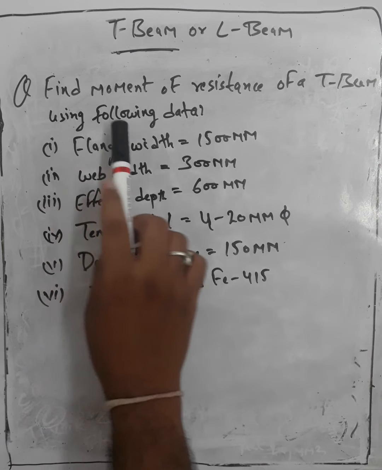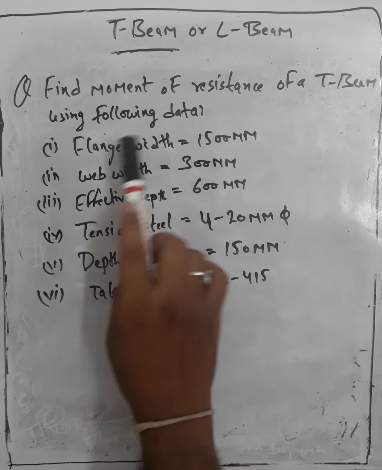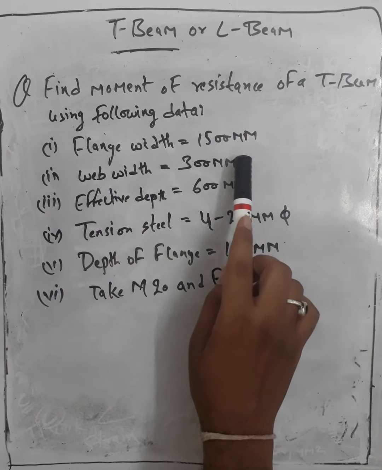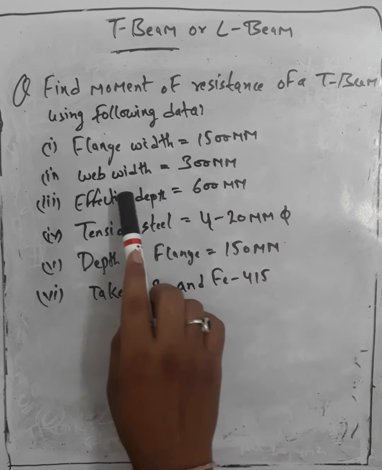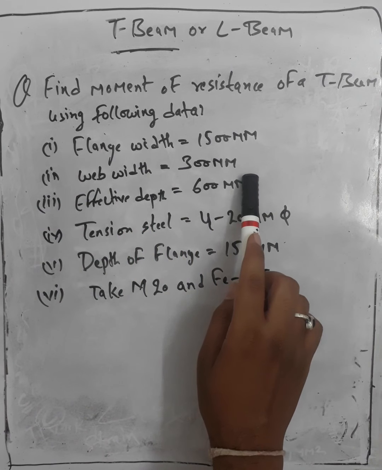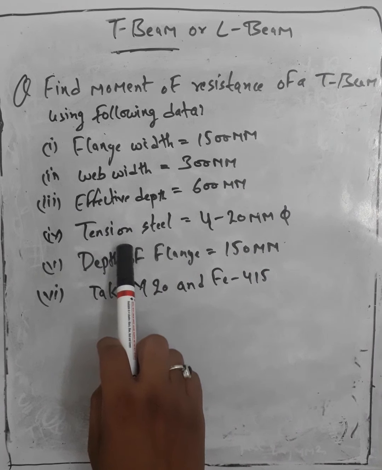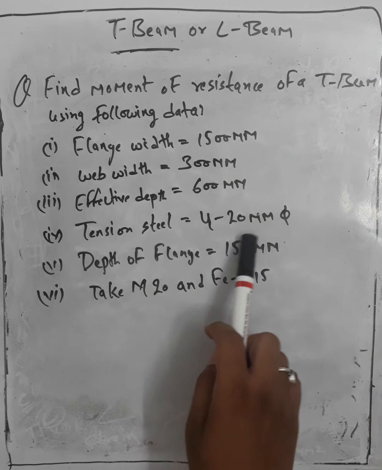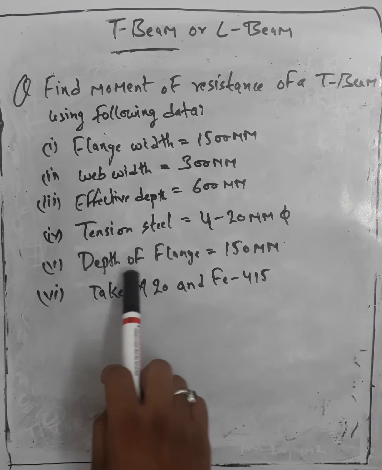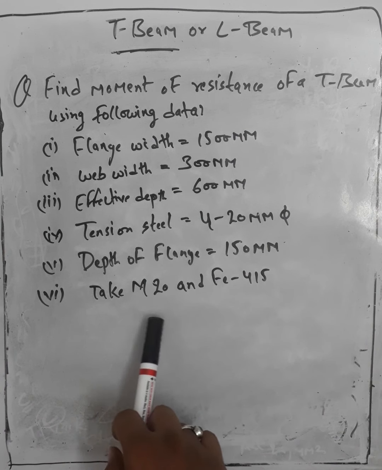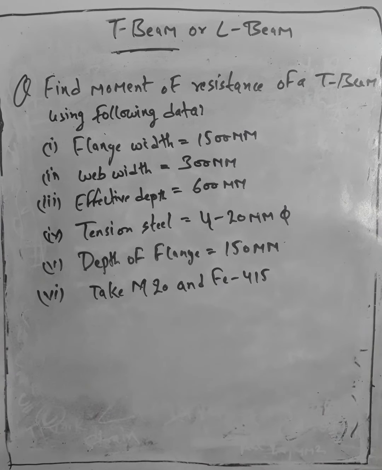We have to find the moment of resistance of a T beam using the following data: flange width 1500 mm, web width 300 mm, effective depth 600 mm, tension steel 4 bars of 20 mm dia, depth of flange is 150 mm, and here we have to take M20 and Fe415.